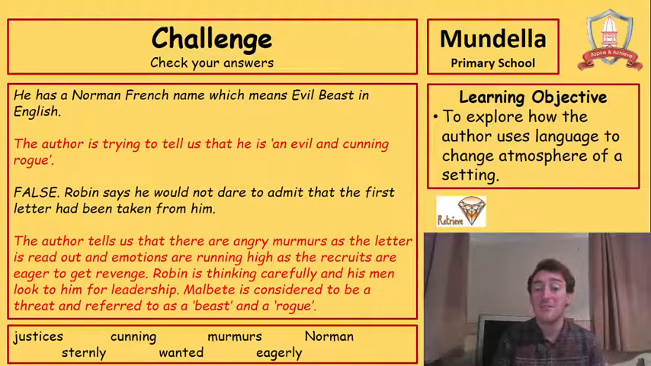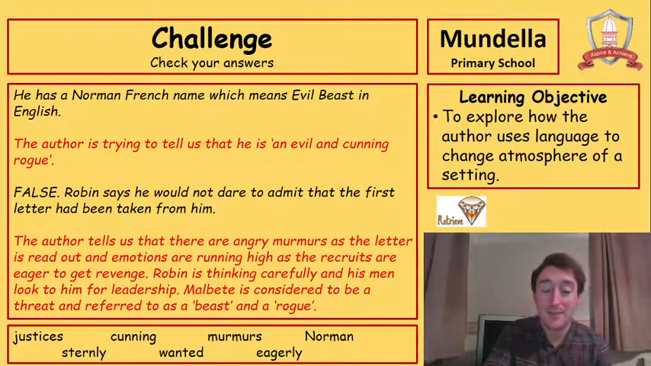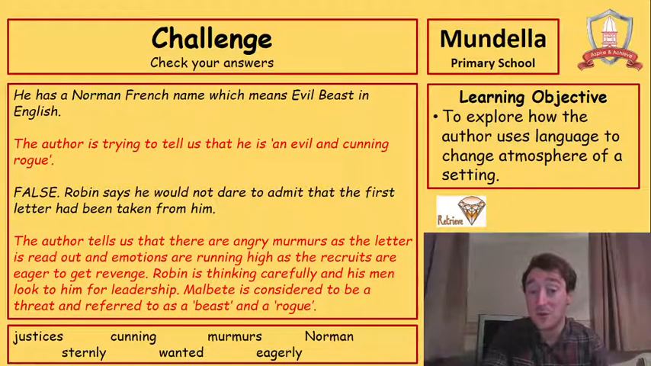He's got angry murmurs. So obviously, people's attitudes and mood at the camp have changed once they've heard this letter, and his men are looking for an answer from him about what to do next, because it's a very tense situation and one that they have to be very careful of Malbeat. Okay, he's referred to as a beast and a rogue as well by the author, so that shows that he must be a threat in some way.